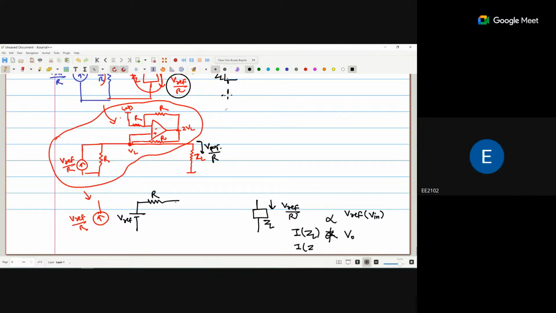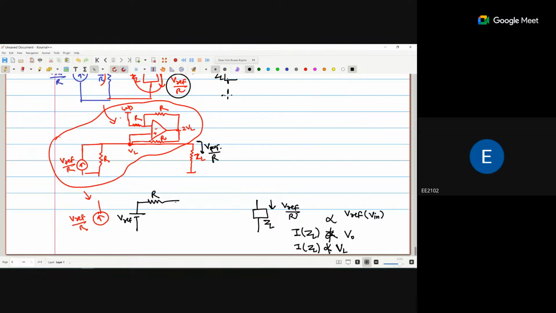Yes, sir. The current in ZL is not dependent on VL. It is dependent on Vref or the input voltage. We say the input voltage V in or Vref. It is not dependent on VL. So that particular structure is called the Howland pump. So, sir, we want the full input current to pass through the load, that is ZL. Yeah, complete current will be passed through the load ZL, with no disturbance due to voltage. If you change the value of voltage, then your output current will be changed.